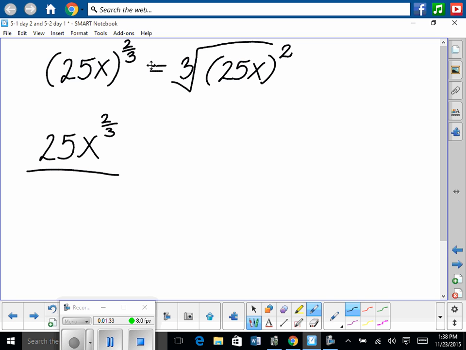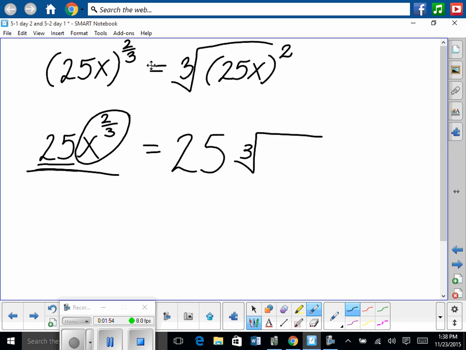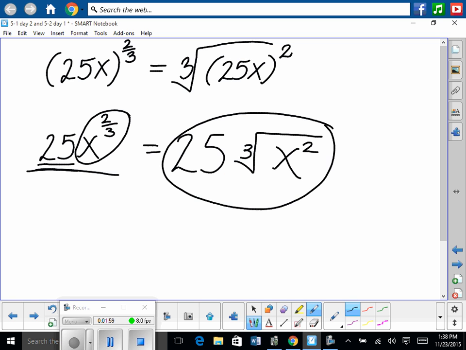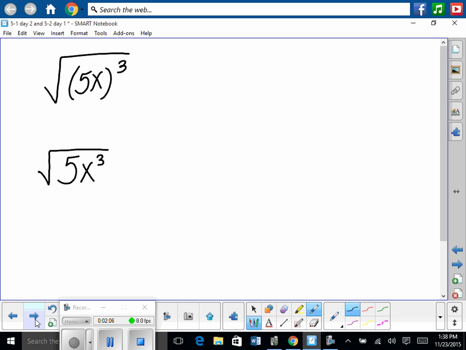This one was a little bit trickier. Is there any parentheses on this one? No. So is there anything specifying we do anything with 25? No, right? 25 is not raised to the 2/3 power. Just this piece is. So isn't this just 25 times x to the 2/3 power? Okay, so isn't this just 25 times the what root? Cube root of x to the second power. And we're done. Is everybody good with those two? Questions on that? Okay, let's rewrite these radicals in rational exponent form.